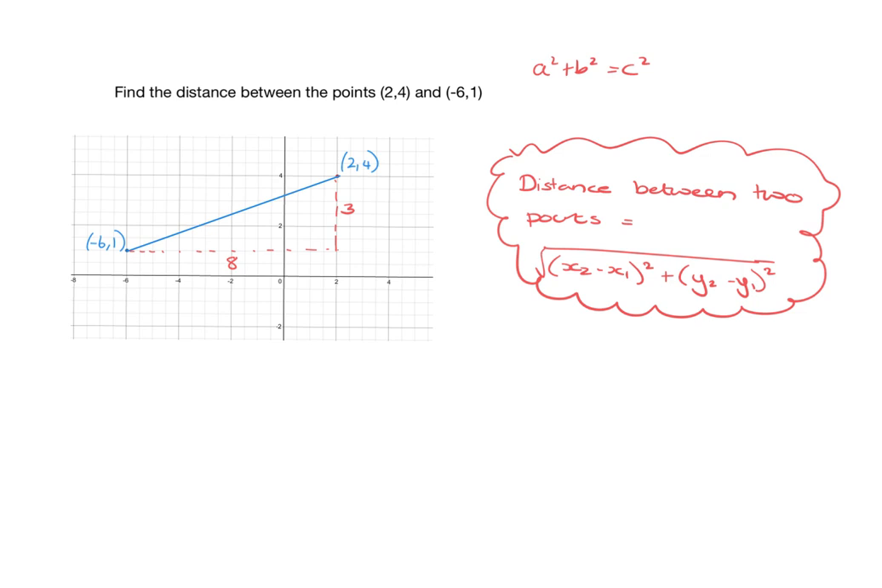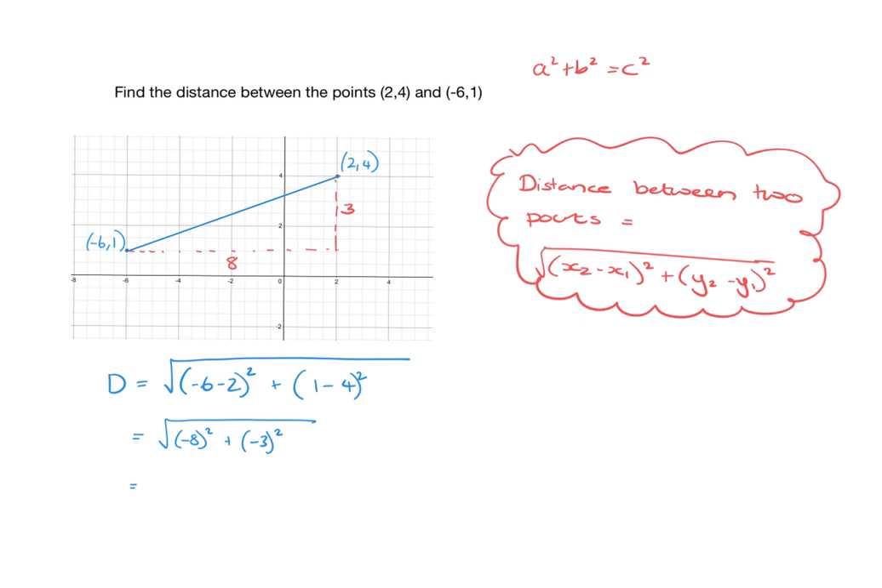So let's have a go at doing that and seeing how it works. So our distance is going to be equal to the square root of minus 6 minus 2 squared. And it doesn't matter which order you do this in, as long as you're consistent with both the x and the y. And then for my y's, I'm going to do 1 minus 4 squared. So let's simplify this. So minus 6 minus 2, that's minus 8 squared. And 1 minus 4 is minus 3 squared.